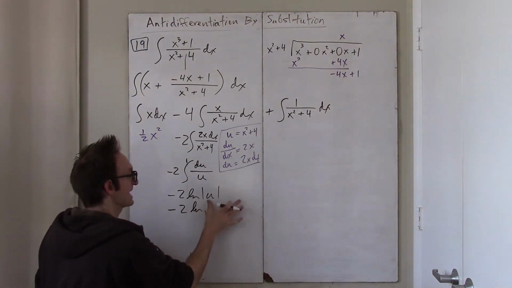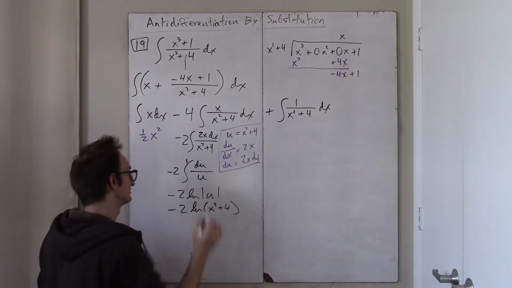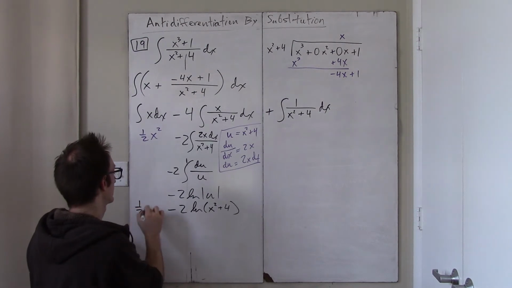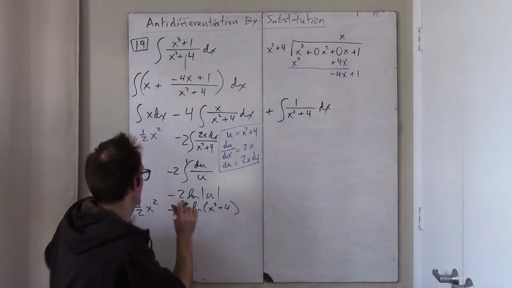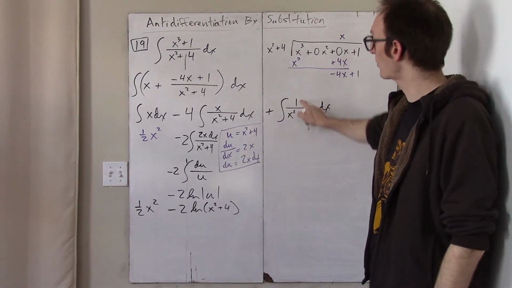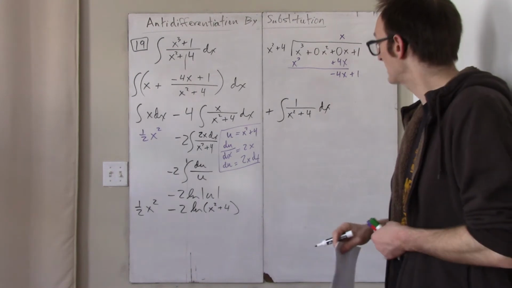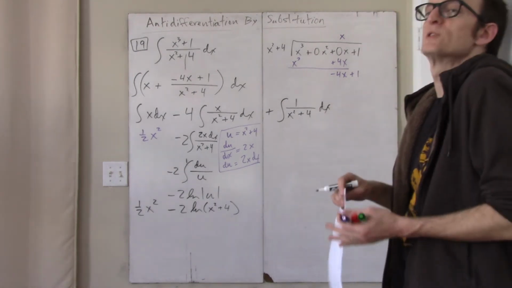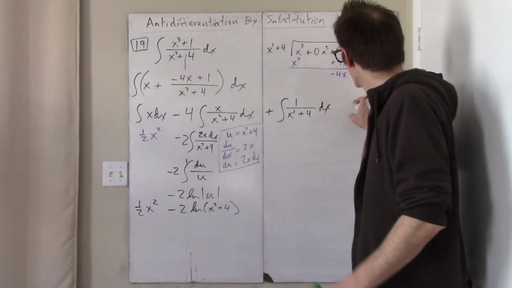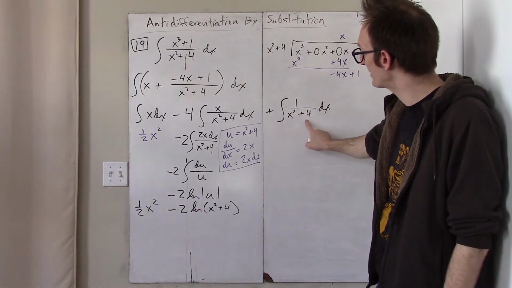Actually, the absolute value is not needed because x squared plus 4 is always positive. Okay, so we're now about 2/3 done. Now all we need to do is figure out how to antidifferentiate 1 over x squared plus 4. This is the exact problem we did twice last week. It's hard, but once you've seen it, it's maybe not that hard, right? The problem is this is almost arctan, but not quite because of the 4.